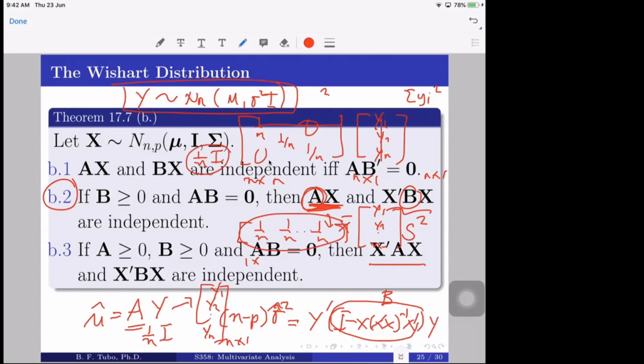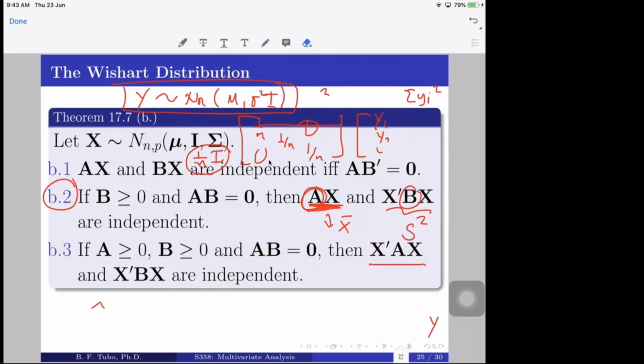So if this is your 1 over n times I and you try to multiply it, if that is your A, and you try to multiply it by B, and what you will get is 0, then we say that mu hat and sigma hat are independent. Do you follow? That is how you prove it. No? Anyway, so multivariate case.